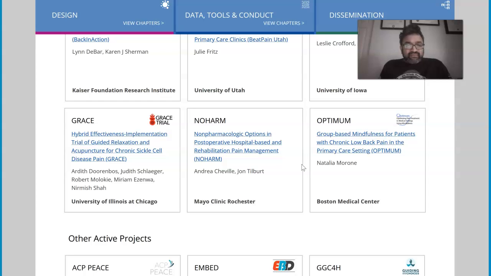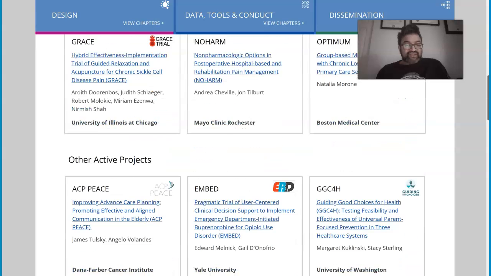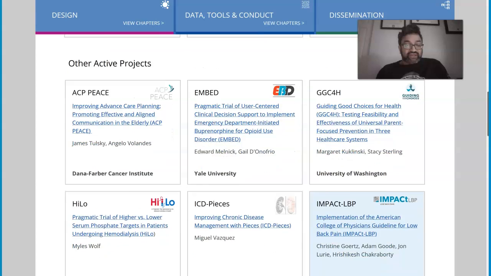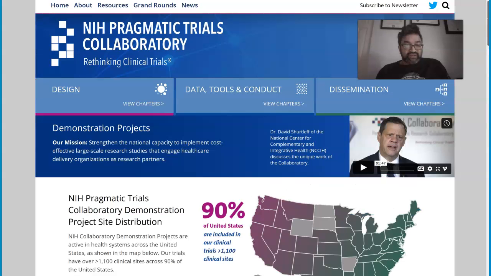And so another area, and it seems like there's a lot of mindfulness research, at least in this section, and also chronic sickle cell disease pain. Something that is also very important to be thinking about. But this is also known as kind of embedded clinical trials. And let me take you back to this.